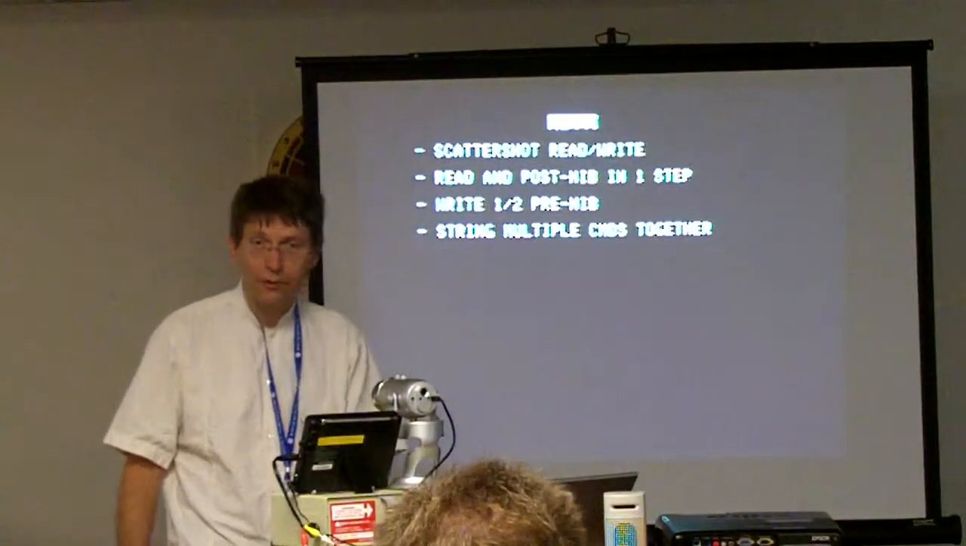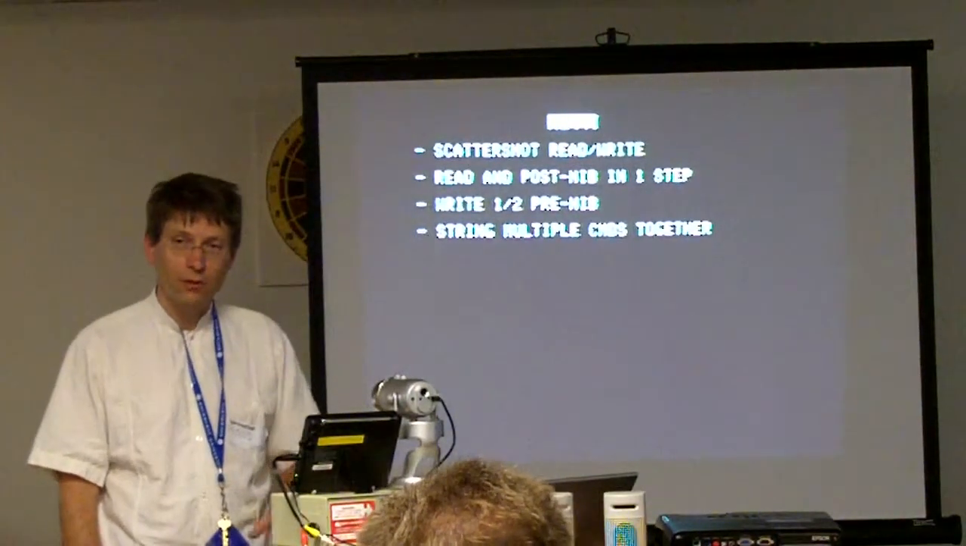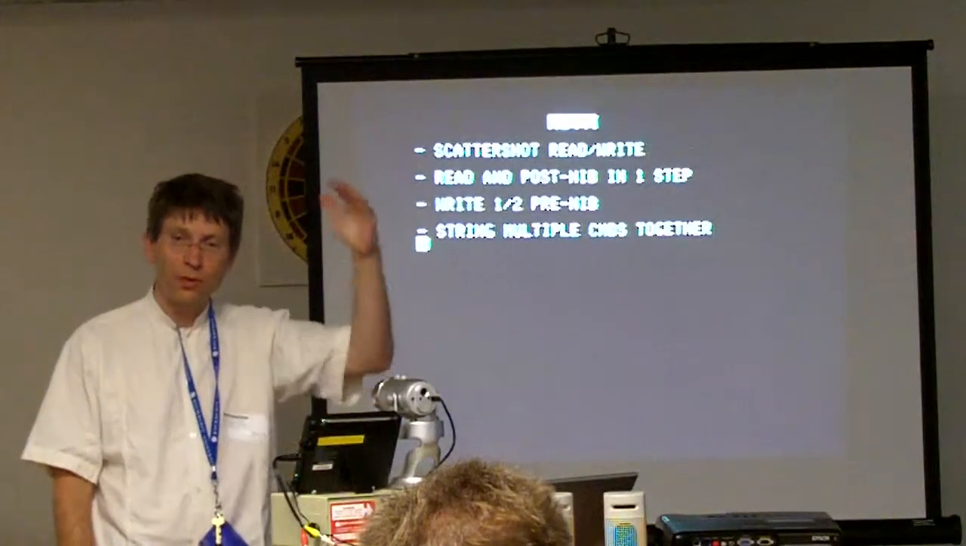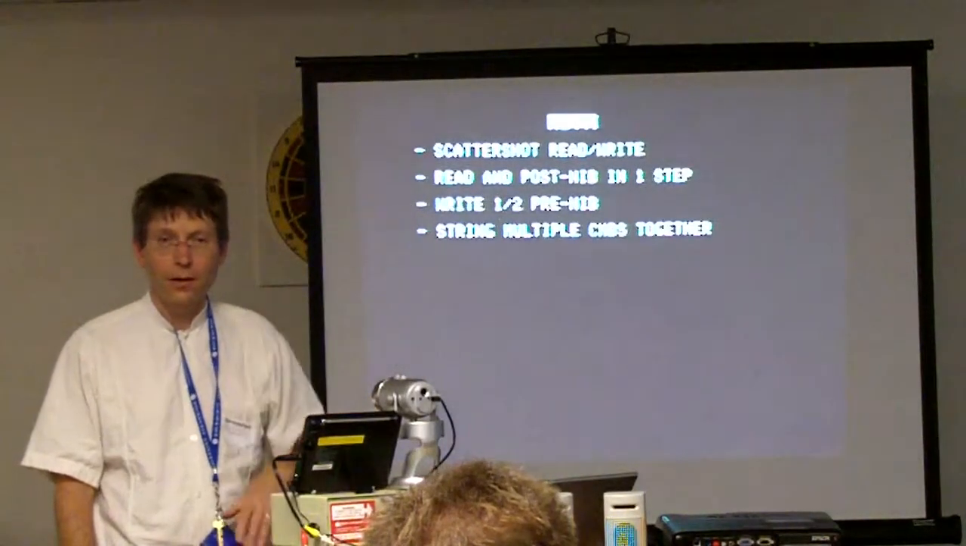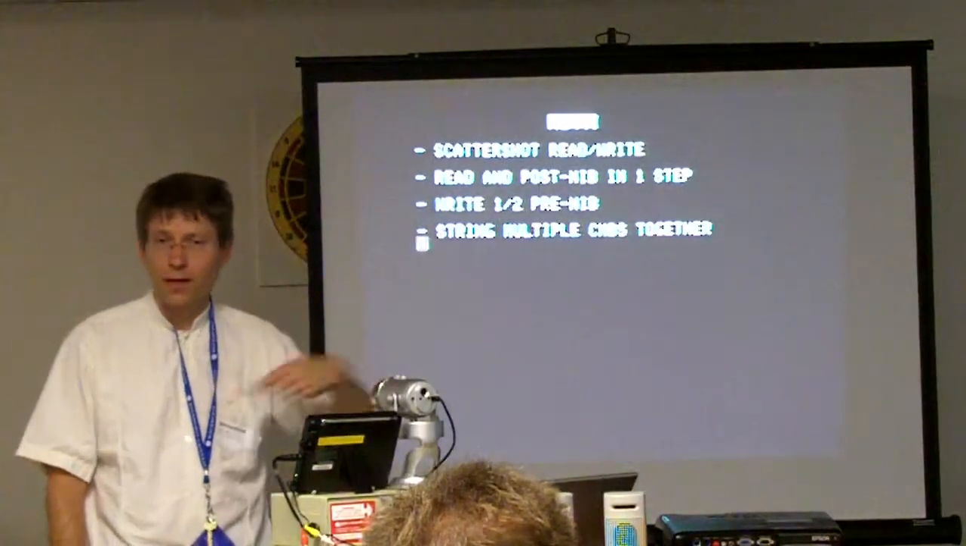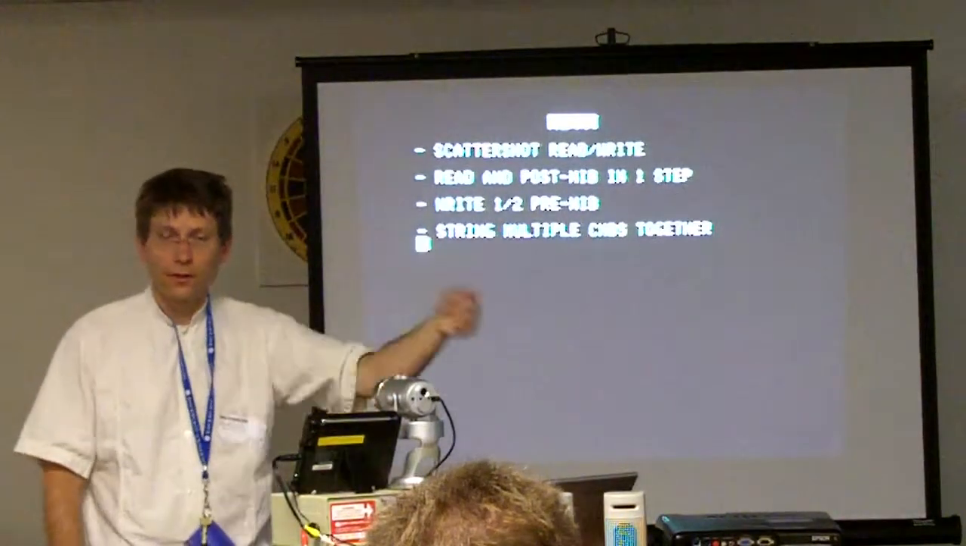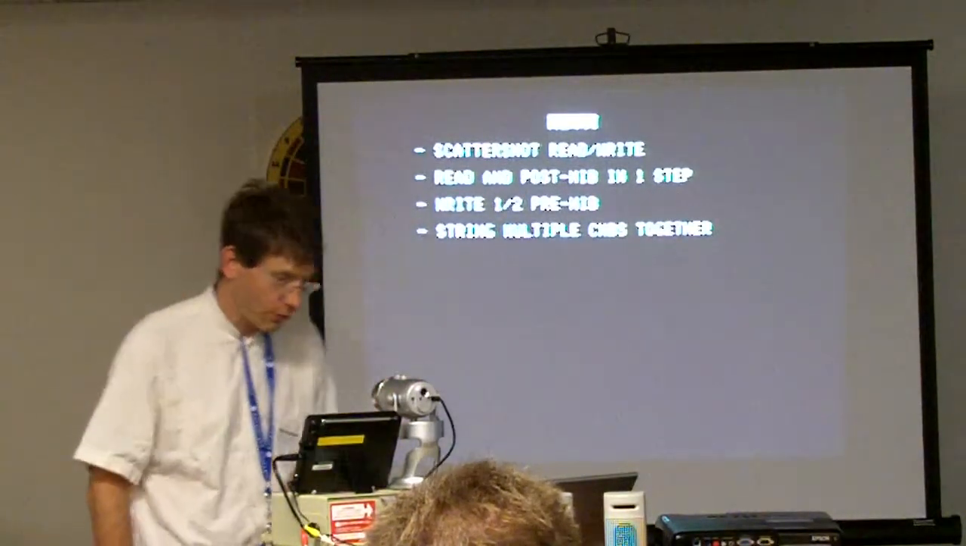So if you have five different files you want to read in, you basically string all of those together using the API, and it does them all at once without rereading the catalog sector, or the catalog sectors, every time. So that makes it a lot faster for file access.